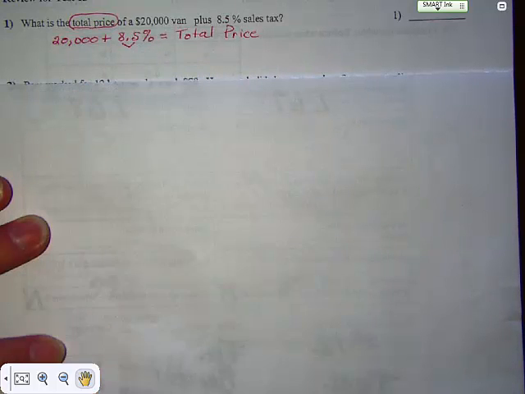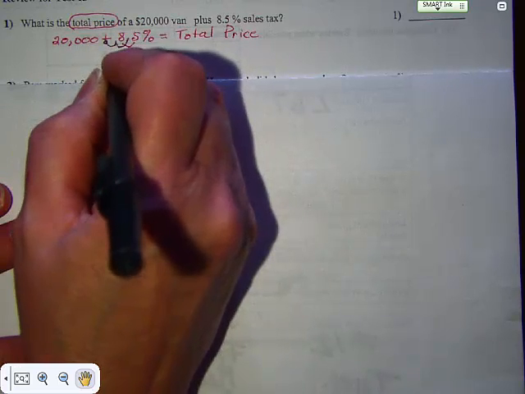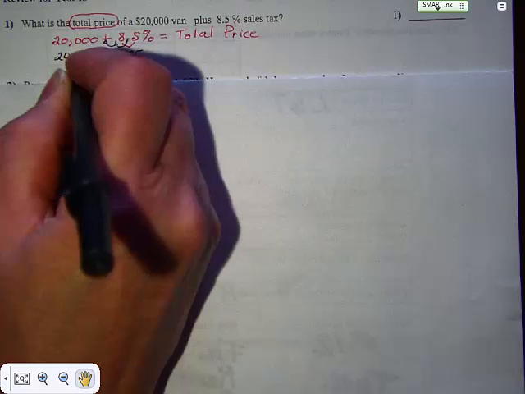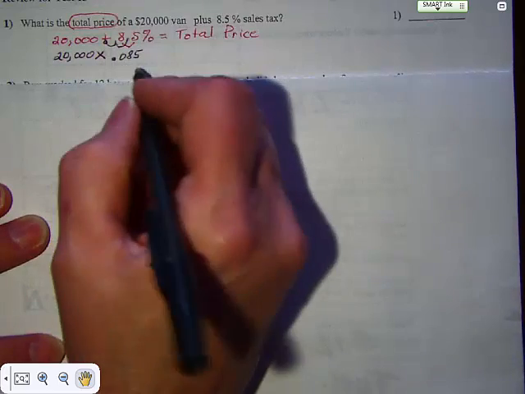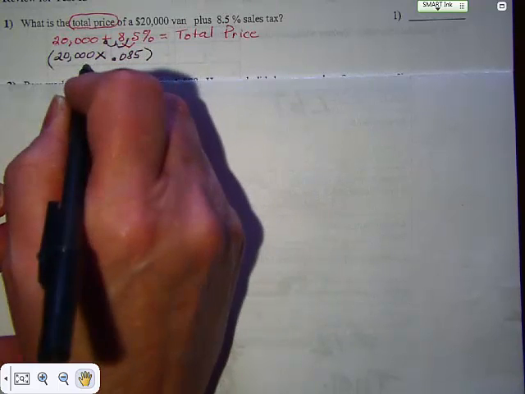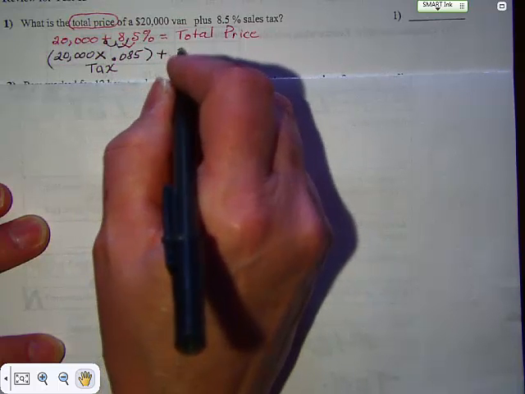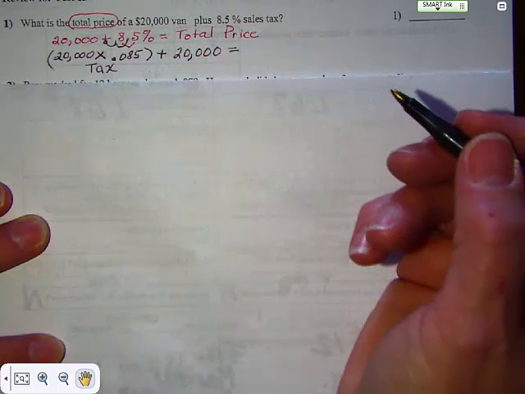And to do that, typically what we do, and we've done this in class before, is we're going to move that decimal place 2 places to the left, which is going to change it into 0.085. And so you would be taking 20,000 times 0.085. That will give you the tax. And then you need to add the price of the van, which is the 20,000.